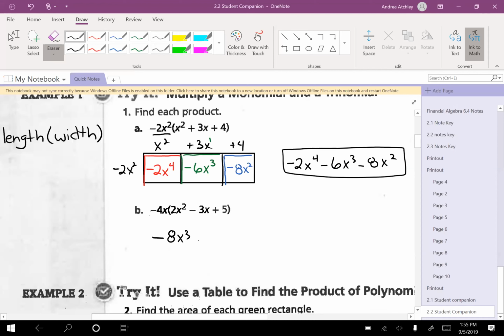x cubed plus 12x squared minus 20x. A lot of us had the wrong sign here. So check your signs. A negative times a negative is a positive.